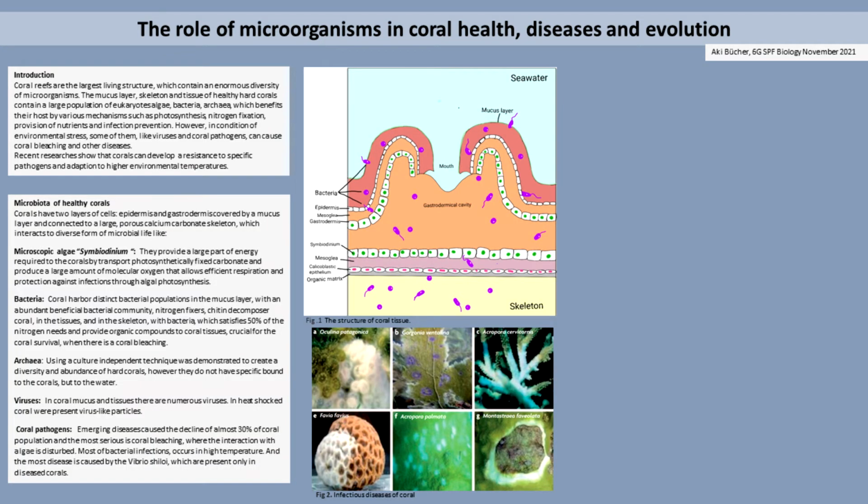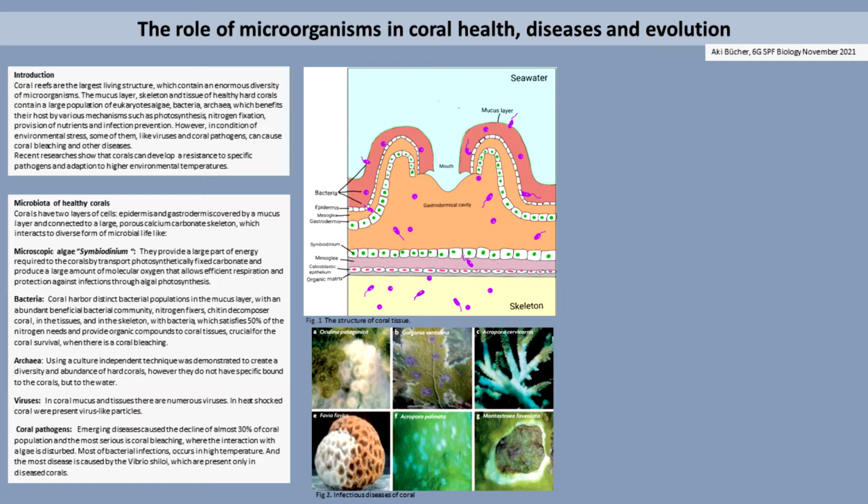Hard corals have two layers of cells, epidermis and gastrodermis, covered by a mucous layer and connected to a large porous calcium carbonate skeleton, which interacts with diverse forms of microbial life like microscopic algae called Symbiodinium, which provide a large part of the energy required by the corals by transporting photosynthetically fixed carbon. Another function is to produce a large amount of molecular oxygen through algal photosynthesis, which allows an efficient respiration of corals and protection against infections.